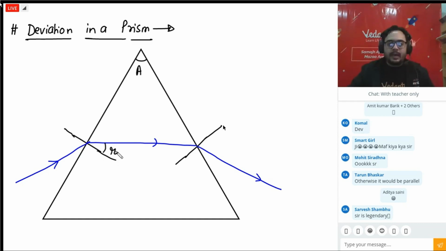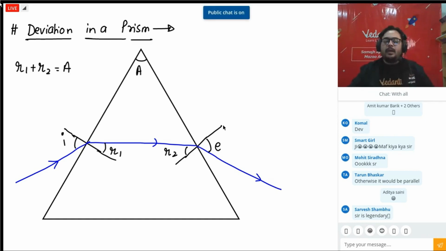So this angle is R1, this angle is R2, this angle is angle of incidence, and this is angle of emergence. We know one thing, one relation we have seen by geometry, R1 plus R2 is A. अब सबको दिख रहा है? Everyone can see now clearly.